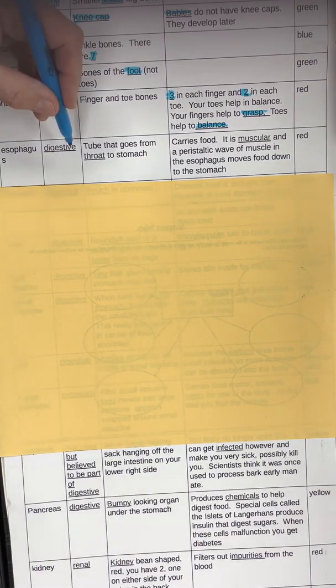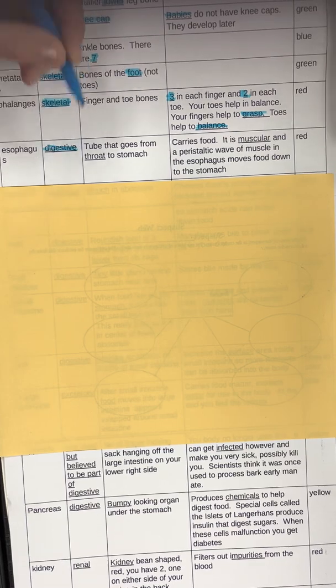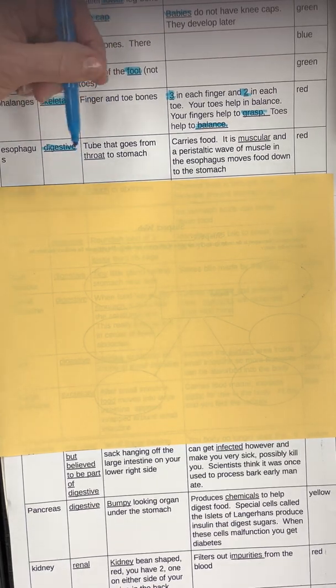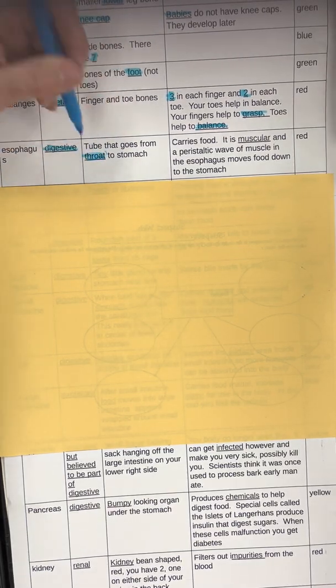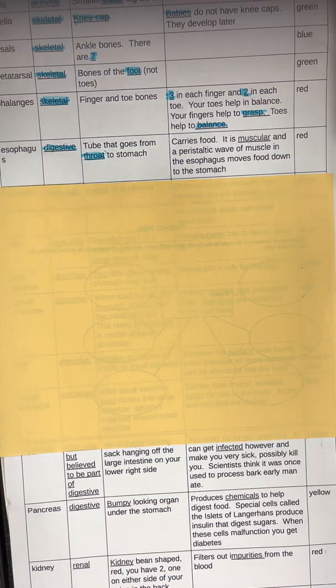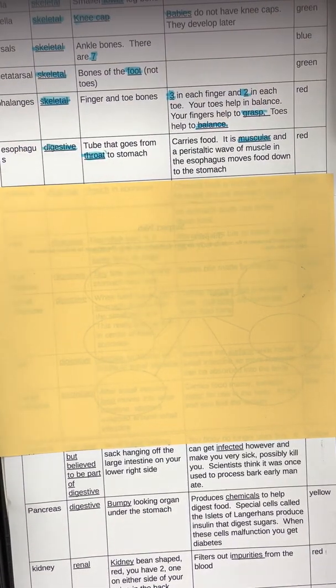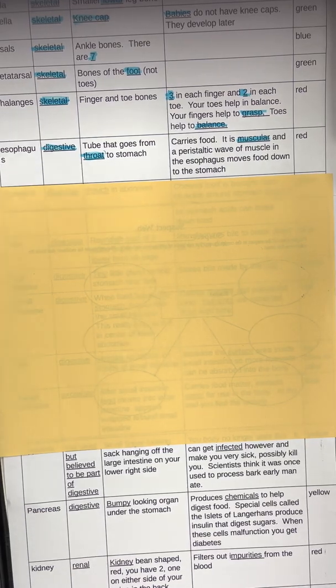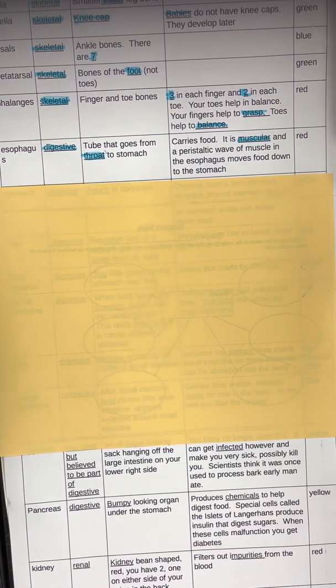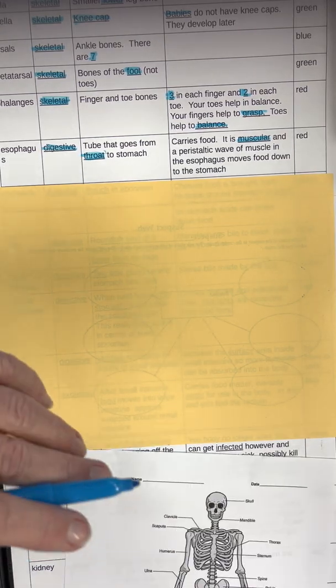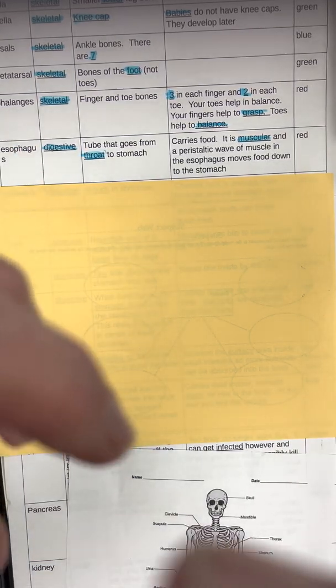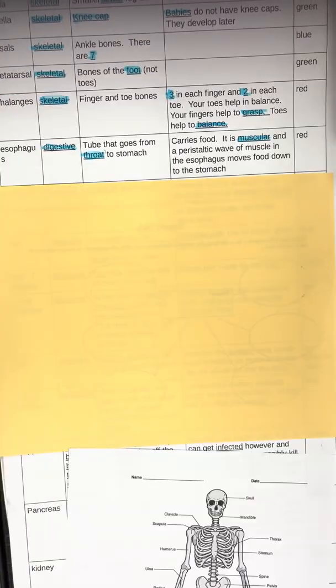The esophagus is the digestive system. It's the tube that goes from your throat to your stomach. It carries food. It is muscular. And a peristaltic wave of muscles in the esophagus moves food down into the stomach. So a peristaltic wave is basically where the muscles at the very top squeeze, and they go down and push your food down.